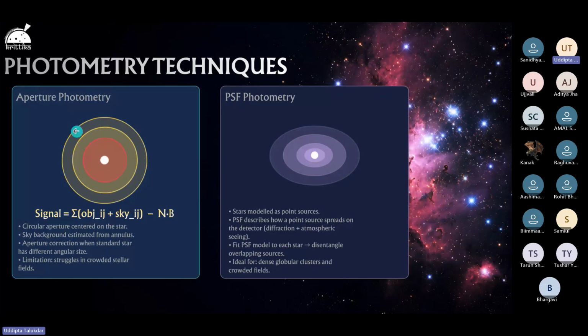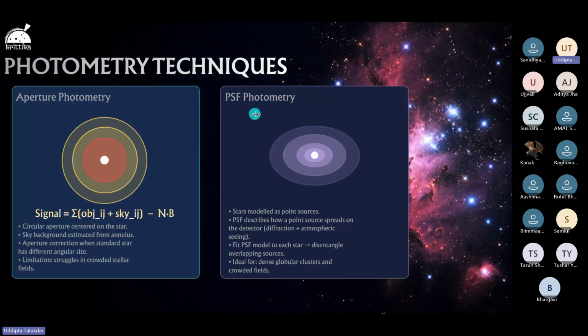So there are certain limitations to it. That is, if two stars are close together, the circles might overlap like this, so you can't cleanly separate them. That is why this method is not viable if we are working in crowded fields like the center of a galaxy or a dense cluster of stars. So to fix this, we have another method called PSF photometry.